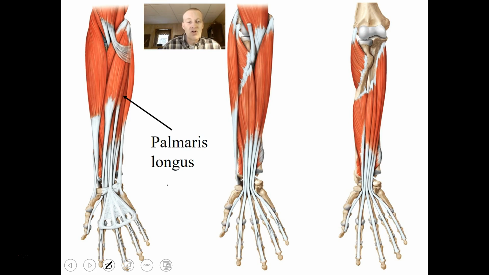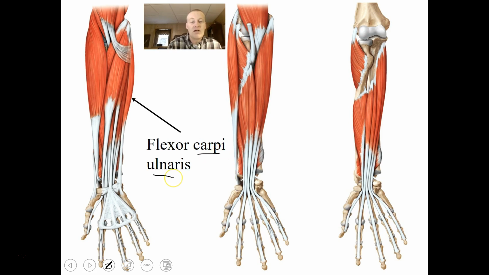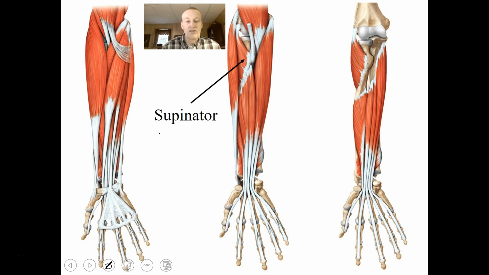Palmaris longus is another flexor. Flexor carpi ulnaris. This one's going to be going by your wrist and connecting to your ulna, and it flexes. Flexor carpi ulnaris. The supinator allows you to turn your hand.